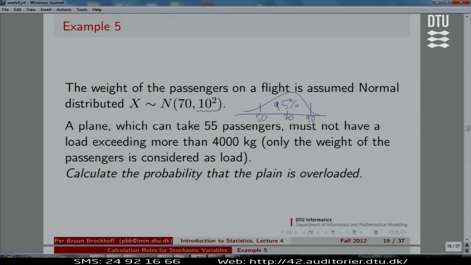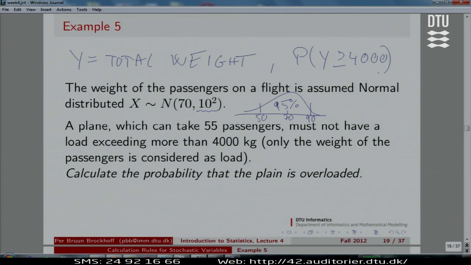So let's say y is the total weight of passengers. And I think what we were asked to do is to find the probability that the total weight of passengers exceeds 4,000 kilos. Do you agree with me so far?